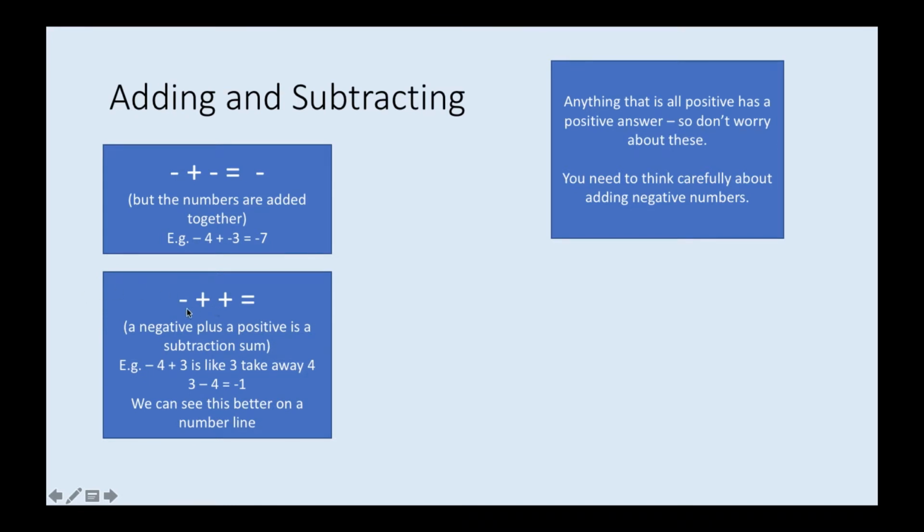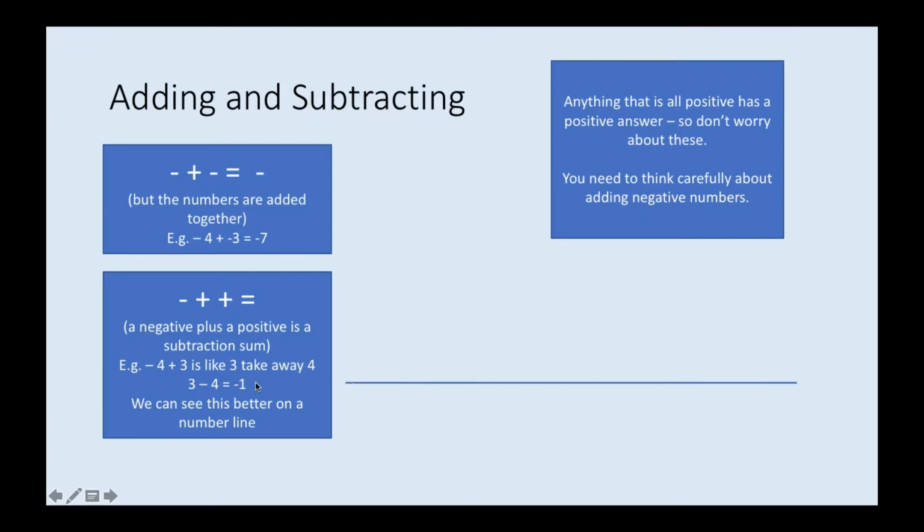So if we say a negative plus a positive, you could think of it like you're negative in the bank and then you add money to it. Let's say we have -4 in our bank account. So you had no money in there and you were -4 overdrawn, and you thought, I'll put £3 back in. If you put £3 back in, you only owe the bank £1.